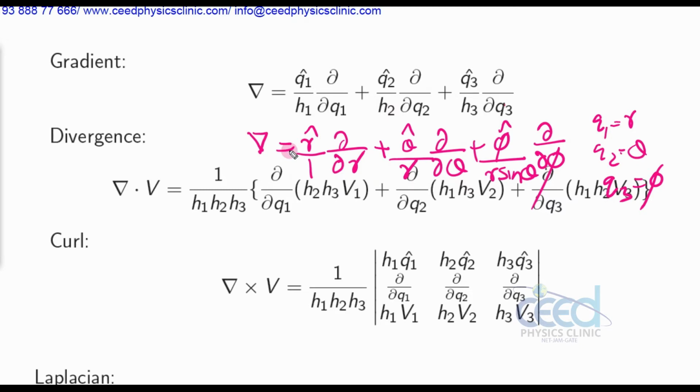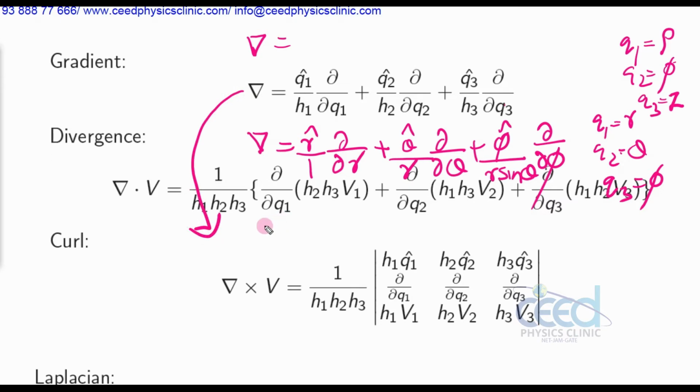Now for the cylindrical coordinate, how can you write this? For cylindrical coordinates, let q1 be equal to r or rho. Sometimes we represent it as rho, sometimes as radius. You can write this with the letter rho also. q1 is rho, q2 is equal to phi, and q3 is equal to z. These are the coordinates.